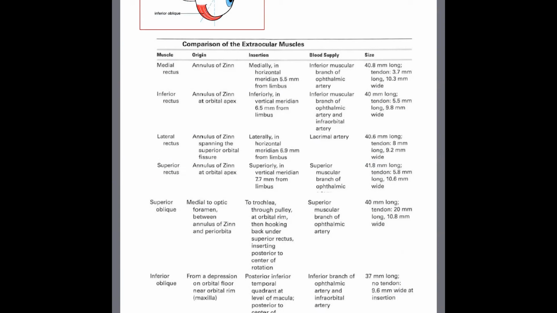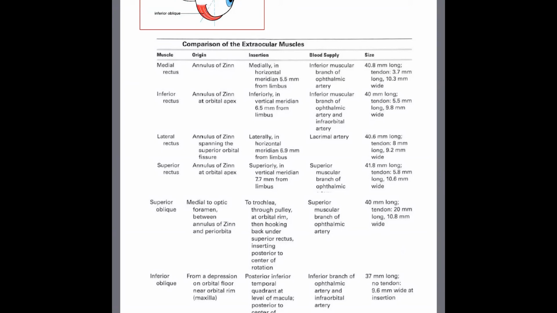Which muscle has the shortest tendon? The inferior oblique. The inferior oblique almost has no tendon, or the tendon will be just 1 millimeter. So this muscle has no tendon. It will insert in a fan-like configuration in the inferior posterolateral quadrant of the globe. So almost this muscle has no tendon.